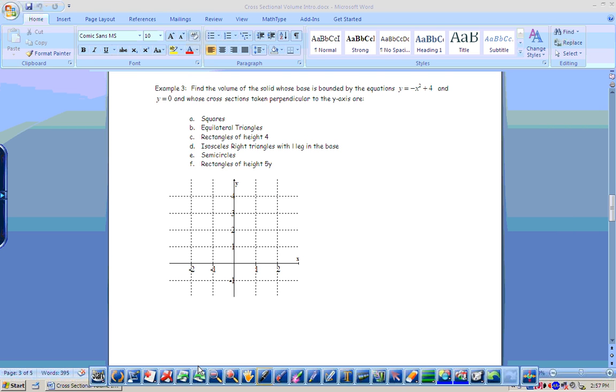All right, for example 3, we're going to find the volume of the solid whose base is bounded by the equations y equals negative x squared plus 4 and y equals 0. So we've got this same parabola.